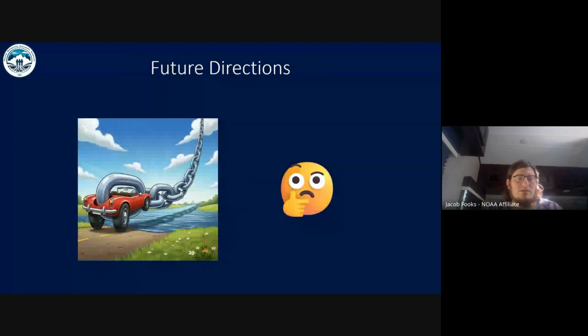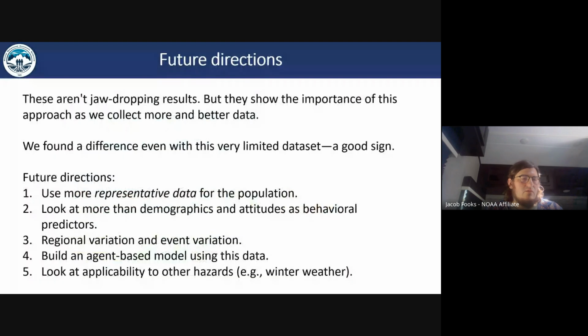So future directions. We presented some initial results here. We also presented one of the more challenging issues, right? They're not jaw-dropping, they're not super surprising, but really what we wanted this to be was, first off, a test case for this approach of modeling this as a chain of decisions. It was a pretty limited data set, but we did find some pretty strong results, which is a good sign.